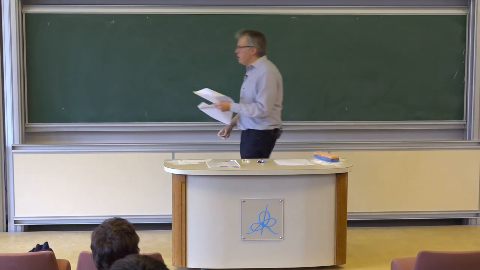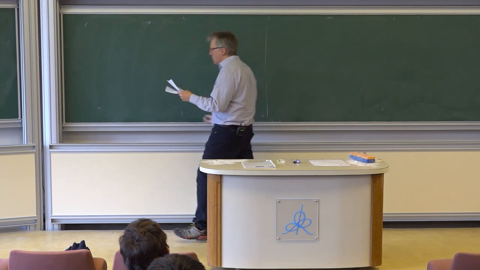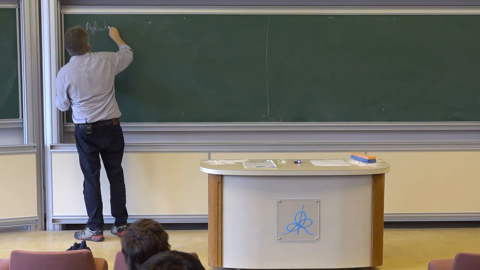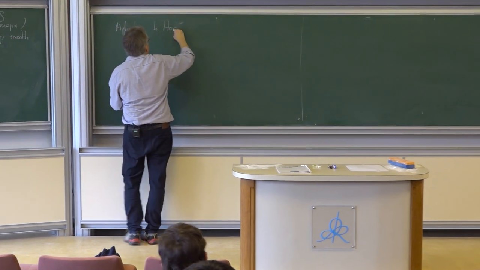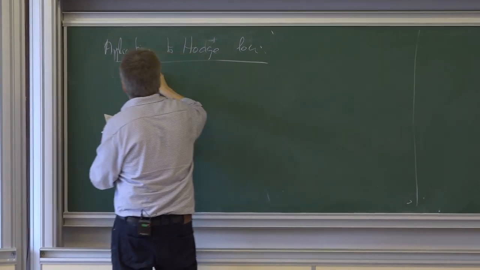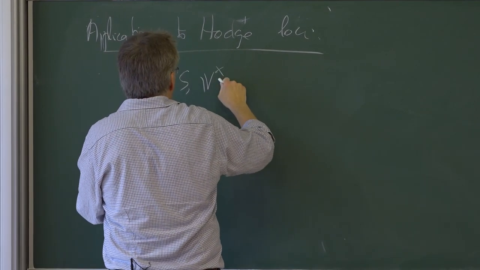Okay, so I think I like this result because conceptually you understand the tameness of the geometry. It has a nice application to the Hodge locus. So you want to detect the points in S where you have exceptional Hodge classes.